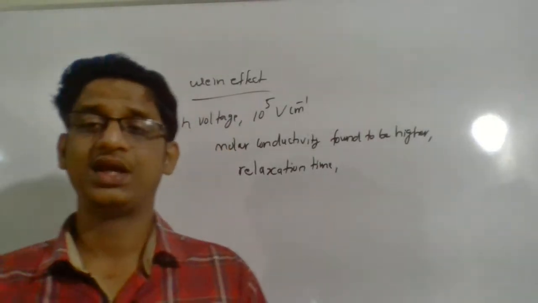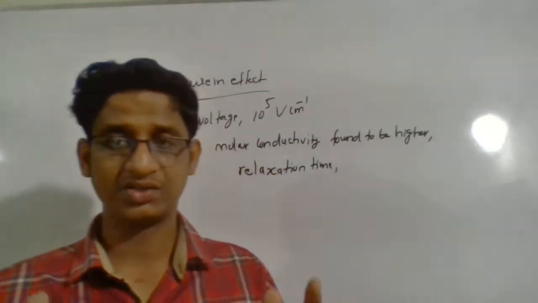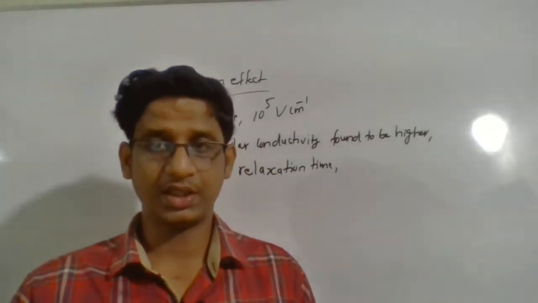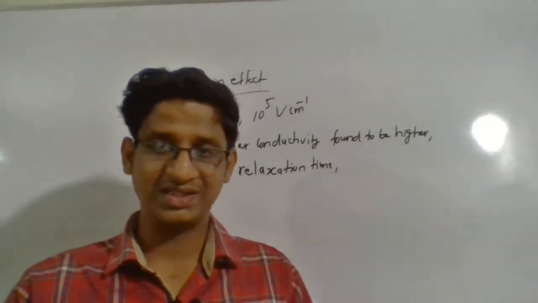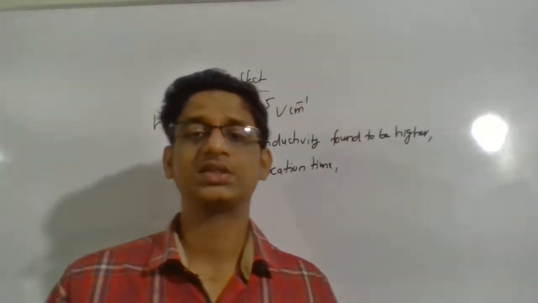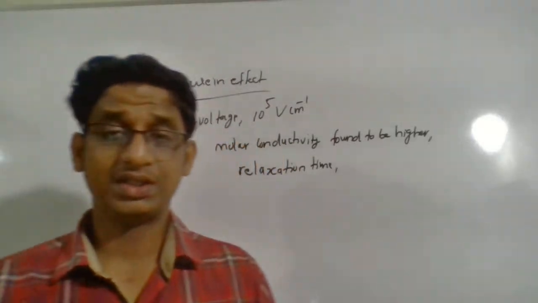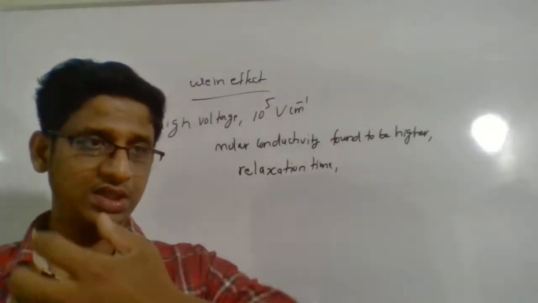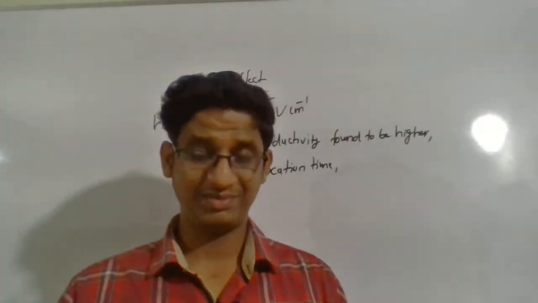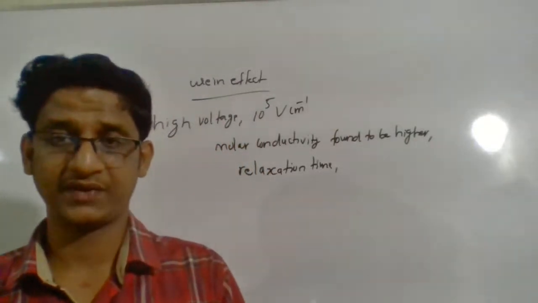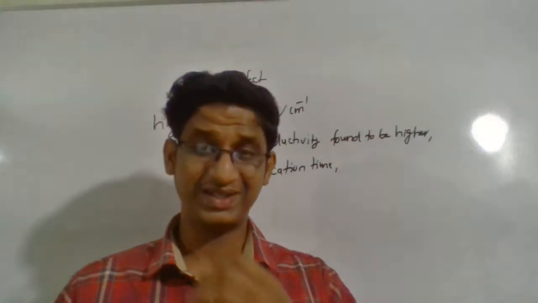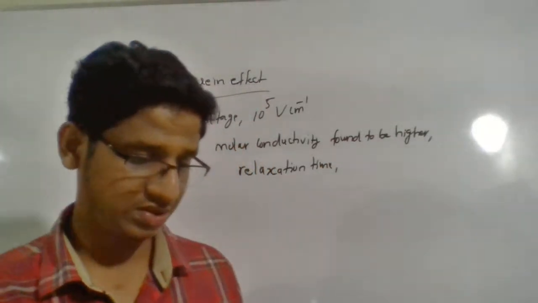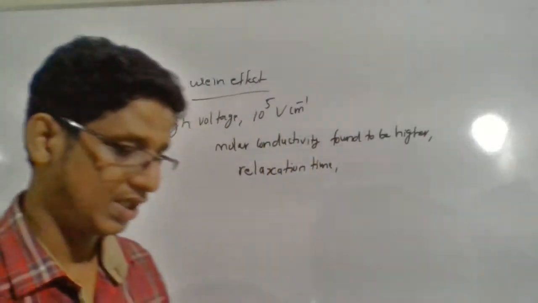So what is the Wien effect? At a very high voltage, around 10 to the 5 volt per centimeter, it is observed that the molar conductivity literally increases, simply because dragging effects like the ionic atmosphere, asymmetric effect and electrophoretic effect are now literally absent due to the presence of high voltage. That is what the Wien effect is all about.